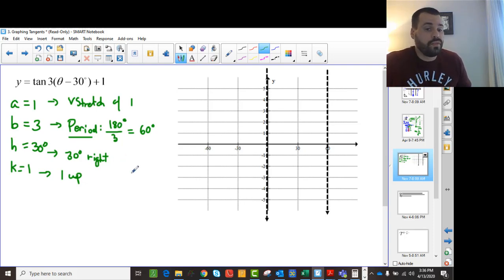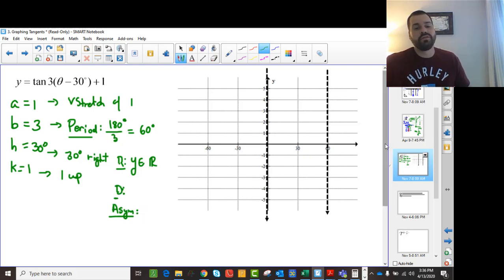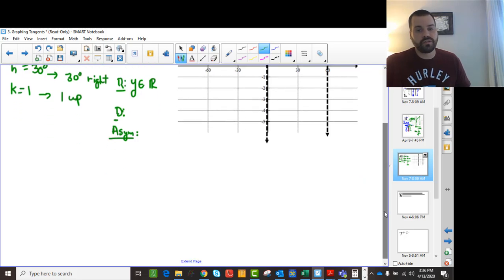Now, I can also state my range. Pretty easy to do that. Y belongs to real numbers. I'm going to hold off on the asymptotes and the domain. So the domain I'm going to put here, the asymptotes I'm going to put here, but I'm going to wait. Okay? And what I'm going to do first is I'm going to go down and I'm going to do my table to figure out where I'm going.